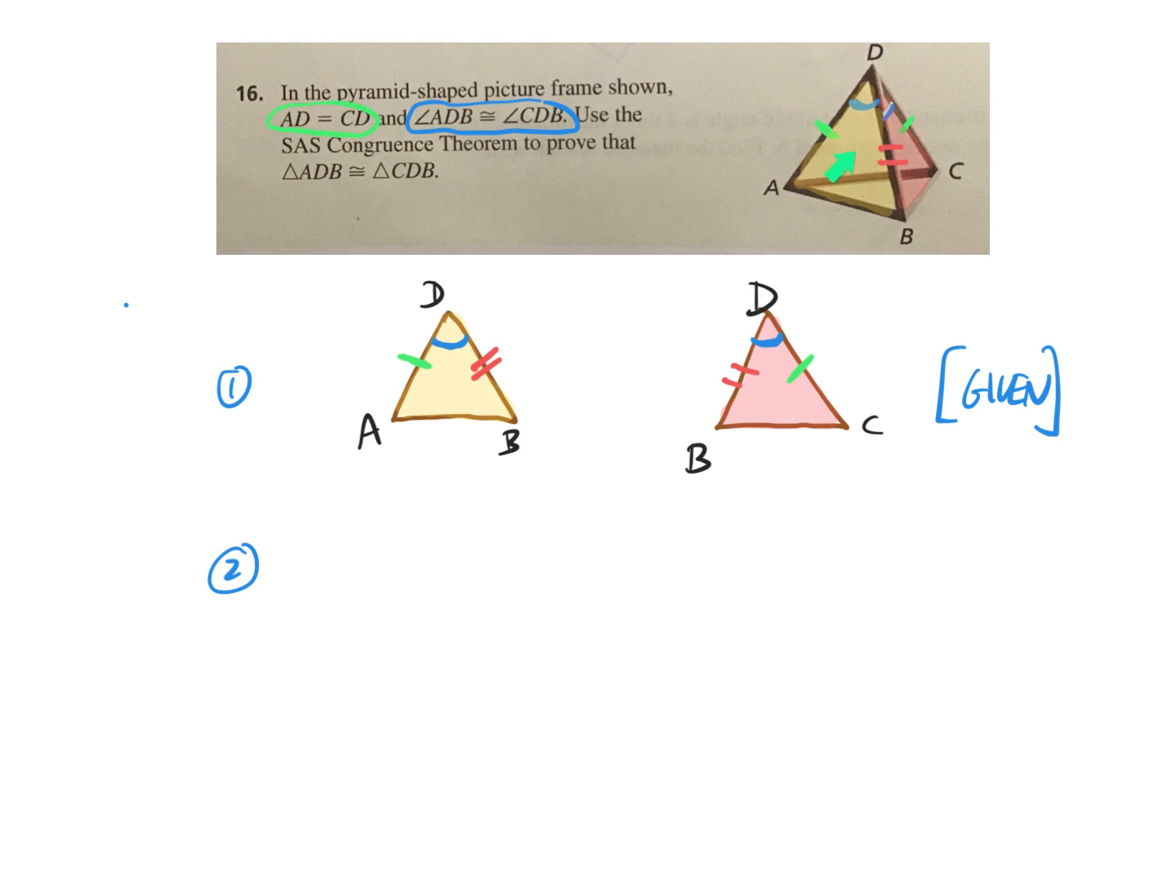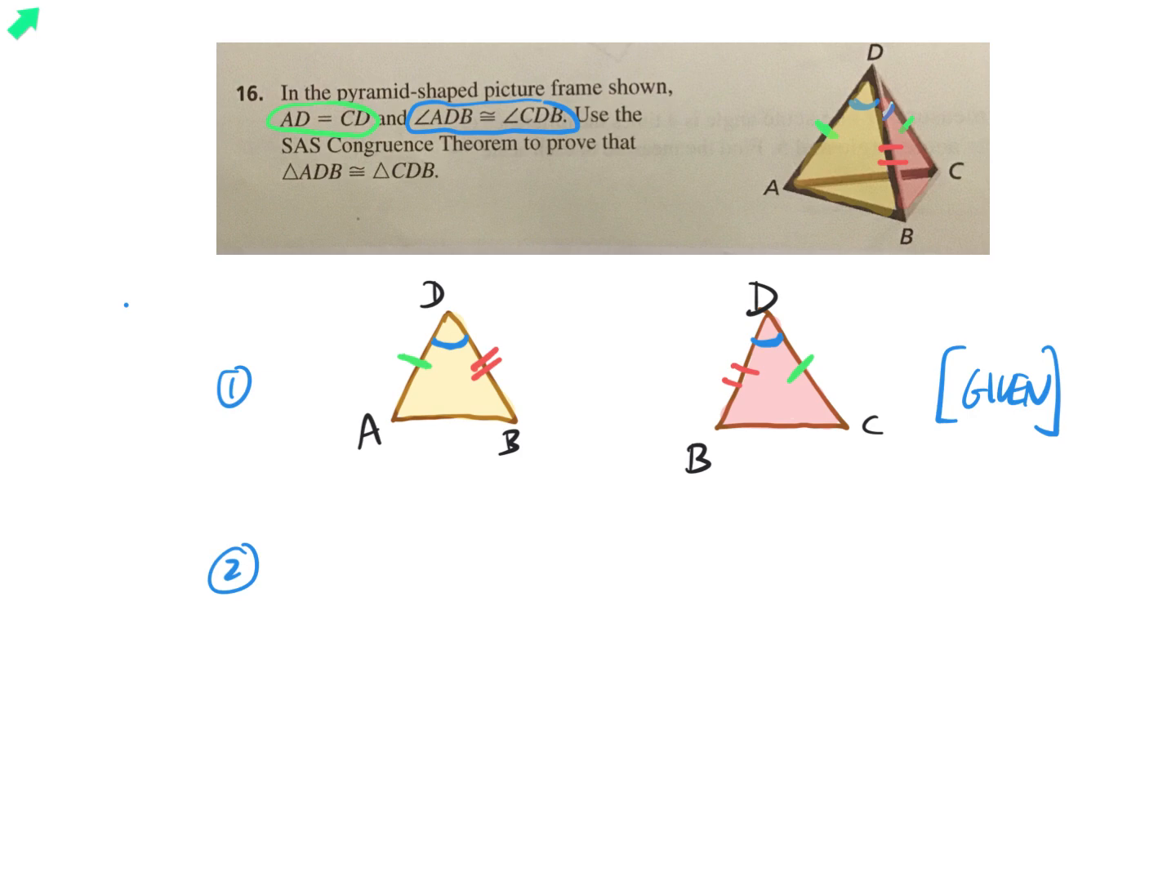We can see that for the yellow triangle, we now have a side angle side congruent to, in the red triangle, a side angle side. And again, green side, angle side, congruent to green side, angle side. So, by using the reflexive property, we get our third piece of congruence. Side DB is congruent to side DB.